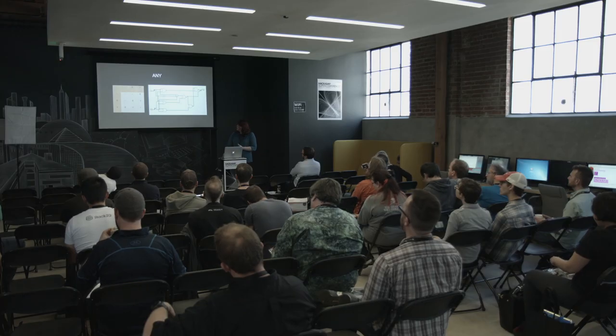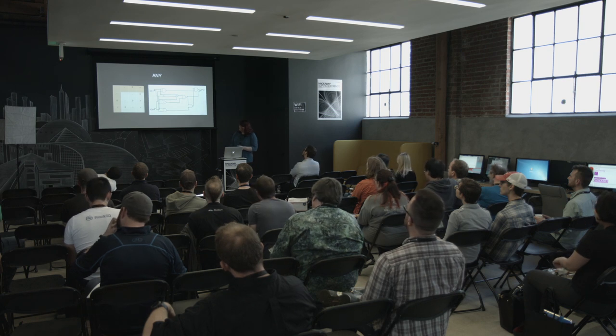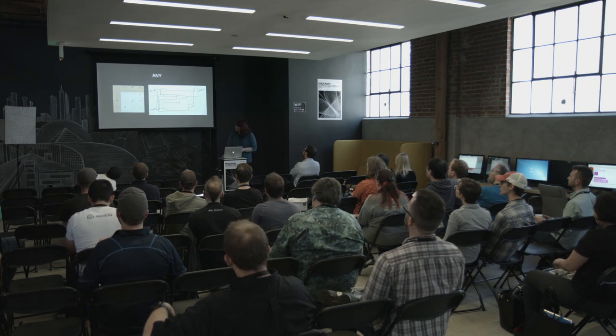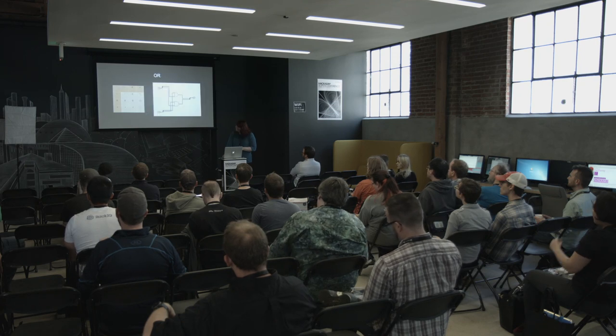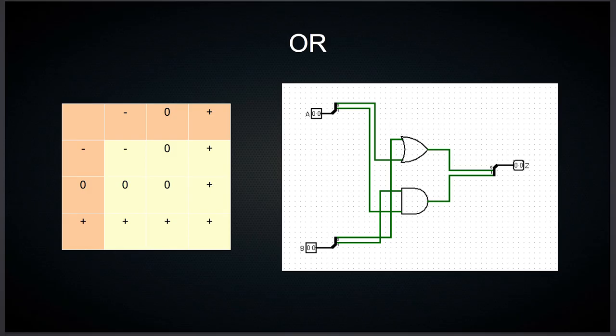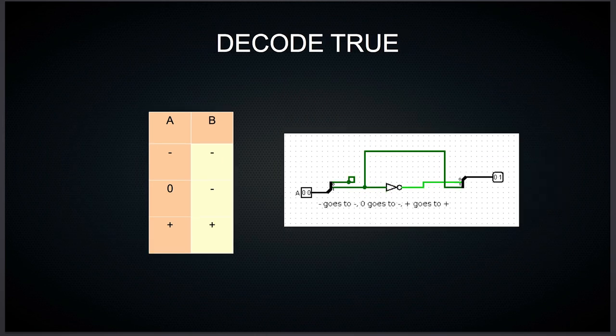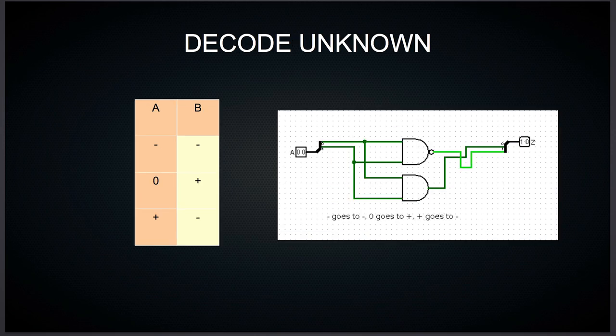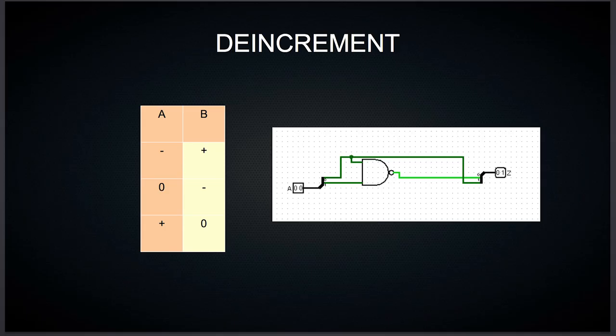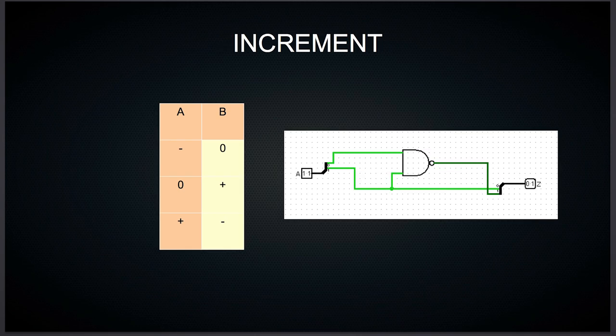You have your AND gate, your ANY gate, which you don't really see a lot of, but it's extremely useful. Your standard OR gate, your decodes, if it's false, true, or unknown. Basically, what they do is they just put a positive on the output if it happens to be one of the selected inputs. You have your decrement, or your increment gates, which will be round robin. And I'll upload these slides, so if anybody wants to try experimenting with this on their own in Logisim, they can.